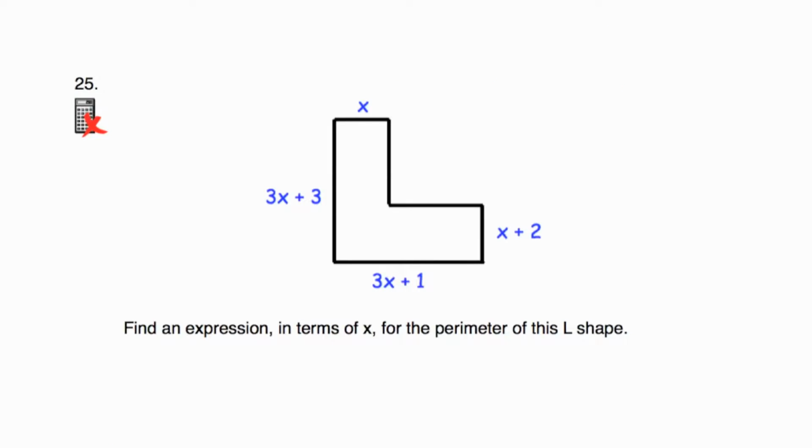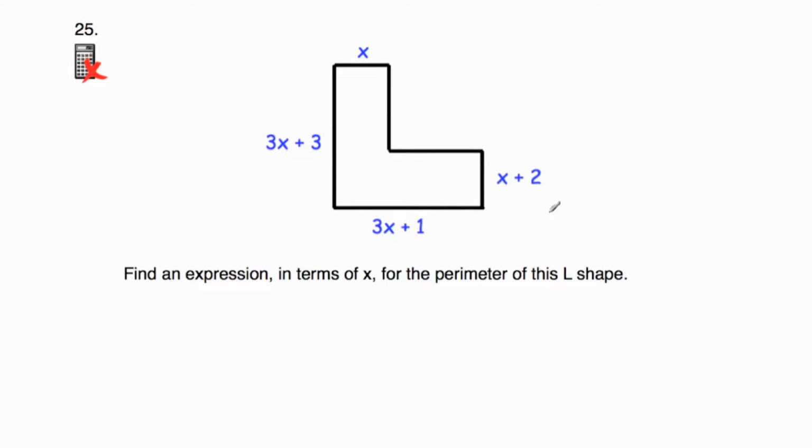So our next question, question number 25. We've got this L shape, and we've been asked to find an expression in terms of x for the perimeter of this L shape. So we want to find the perimeter. Now that's great. We've got this side labelled as 3x plus 3. The base is 3x plus 1. This part here is x plus 3. Now we're missing a length here, and we're missing the length here, and then we've got the length at the top here is x.